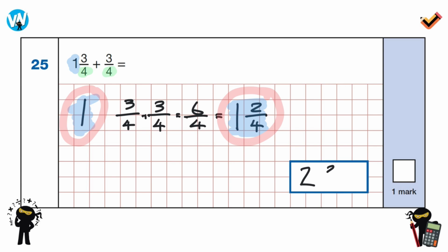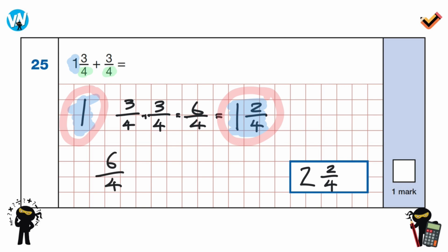2 and 2 over 4. Very, very simple. And again, I'm doing a lot of this so you can visually see the process. You might have just looked at this and gone, well, that's 6 over 4. So I'll just make a quick note of it. You don't need to write the whole problem out. You might have gone, well, that's just 6 over 4.